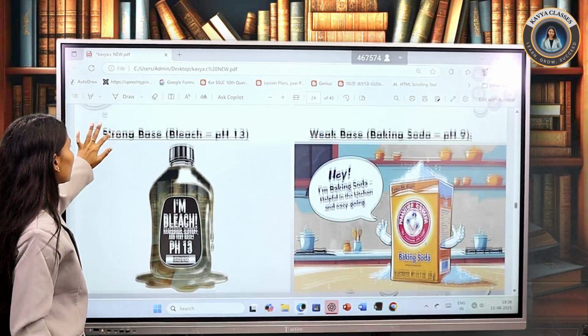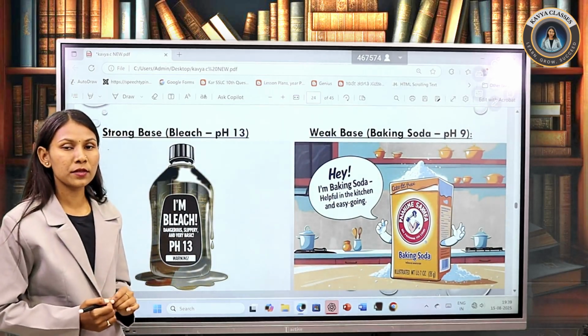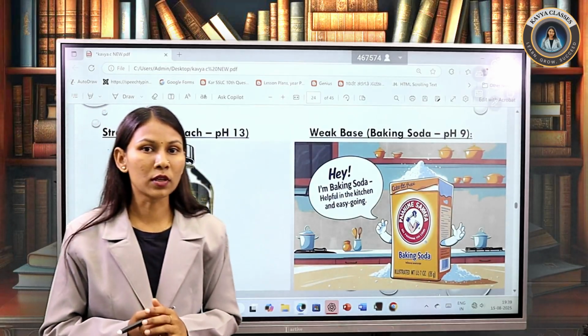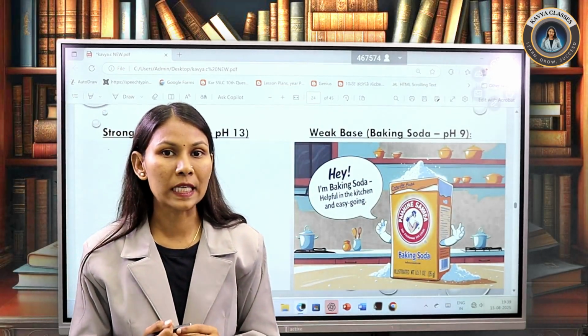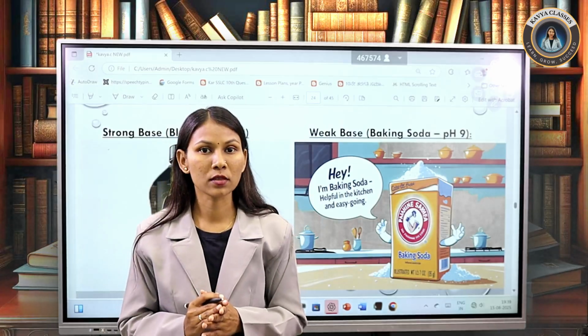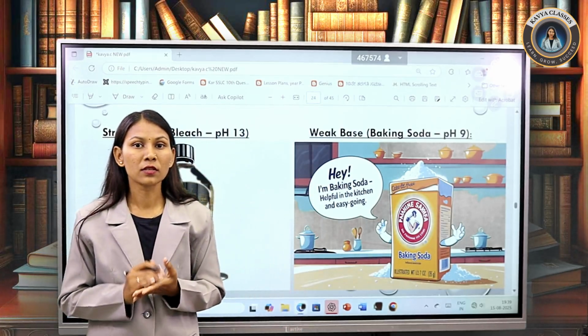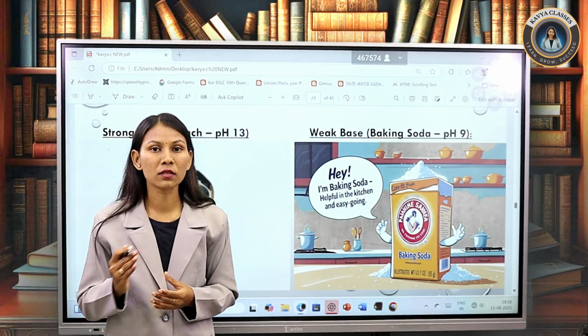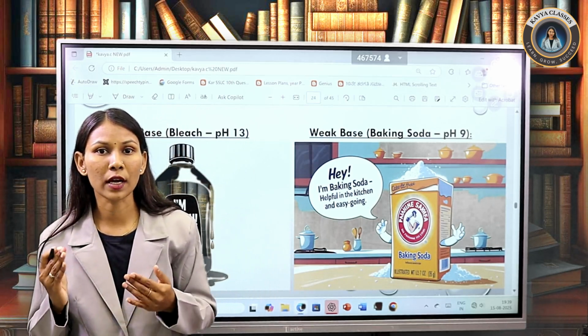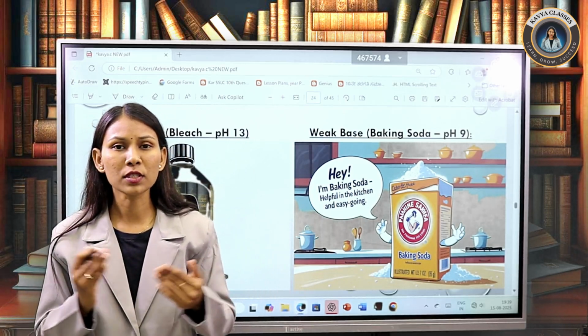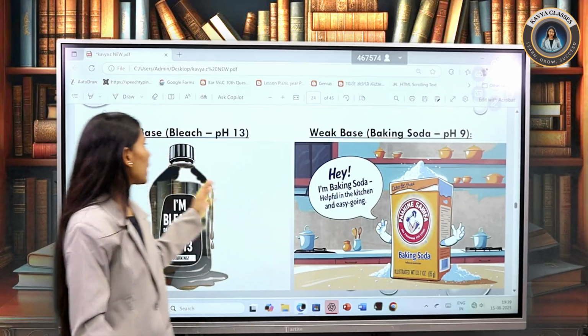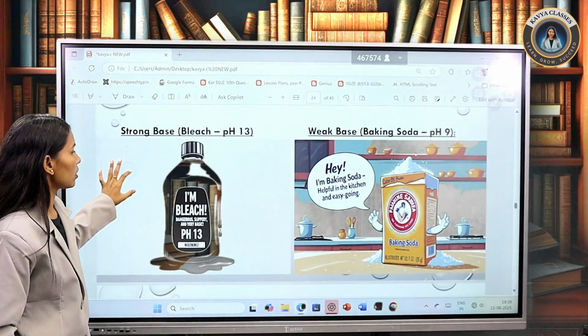Yes, children. Next is strong base. Bleaching powder that we use to clean the floor is considered a strong base, which has a pH of 13. The pH is 13, meaning the concentration of hydrogen is less. That is why it is considered a strong base.